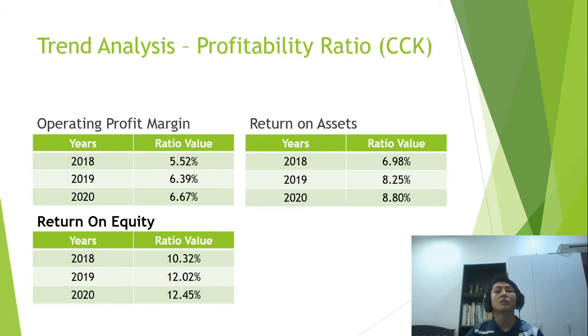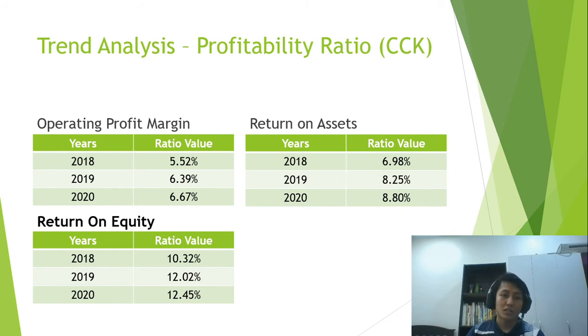Next, CCK's return on asset for all three consecutive years also show us a good ratio performance. It shows that the company's return on asset was gradually increased from 2018 until 2020. In the year 2020, the company had the highest percentage of return on asset. It indicates a high return of the company's investment.